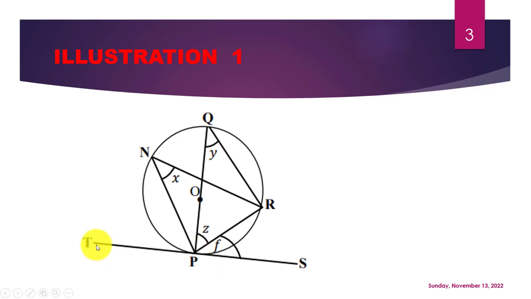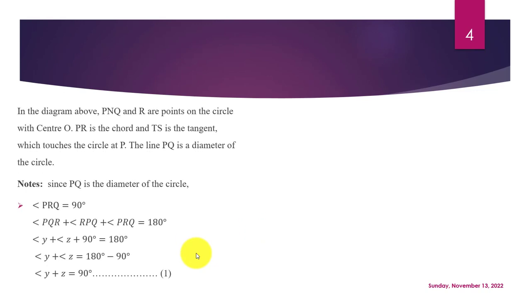Also, the line TP or PT is also a tangent, and line PN is also a chord which meets at point P. So this is what we are saying. We are saying that the line PR is a chord and the line PS is a tangent which meets the chord PR at point P. As we said, PR is the chord and TS is the tangent which touches the circle at point P.